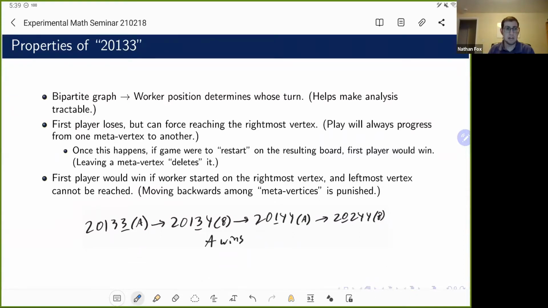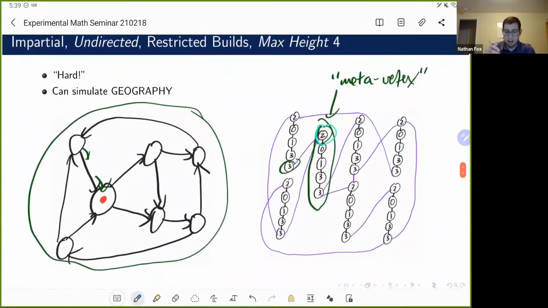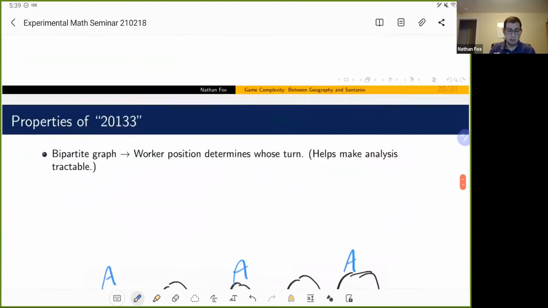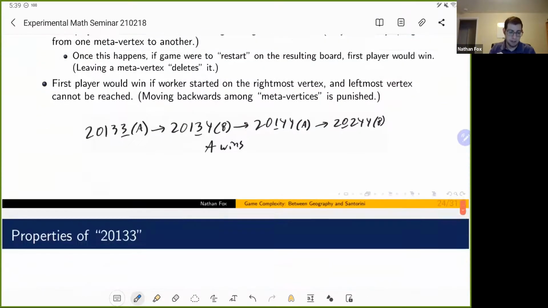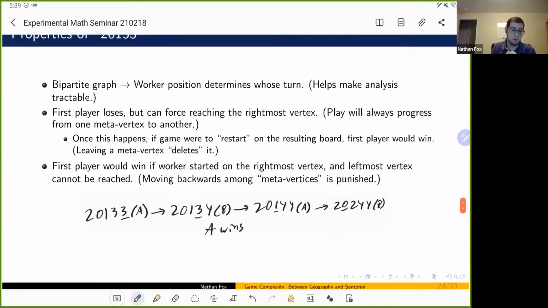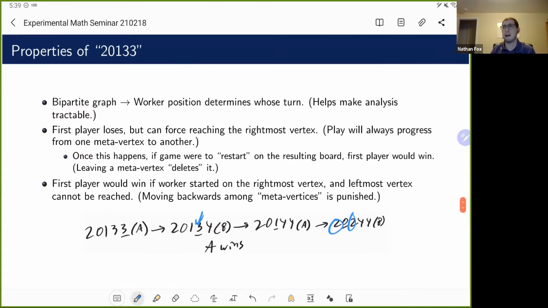So if Brian ever decided, oh, I'm gonna cheat, I'm here, I'm gonna move there, Abigail can immediately win that game. Abigail would just move here, and then the rest of the moves are forced, and Brian will be trapped between these 2 2s here. So if you try to violate geography's moving direction, you will be punished.